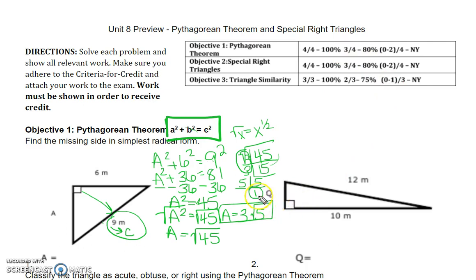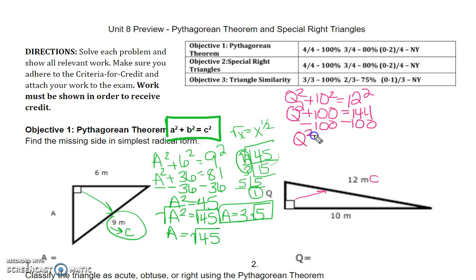Number 2, I want to identify C. C is always across from the right angle, so 12 is C. So I'm going to do q squared plus 10 squared equals 12 squared. Square my numbers. Q squared plus 100 equals 144. I need to solve for q, so I'm going to subtract 100 from both sides. Q squared is equal to 44.